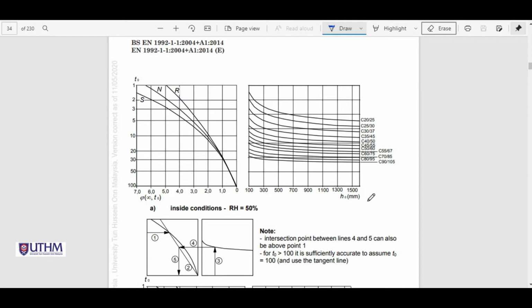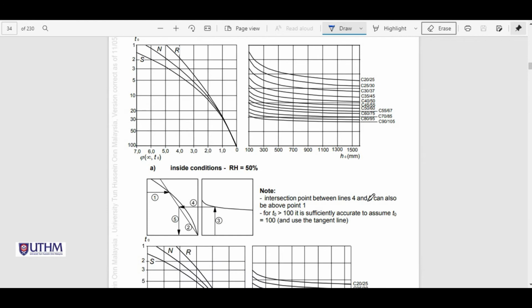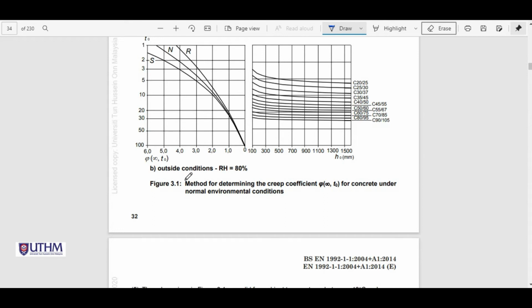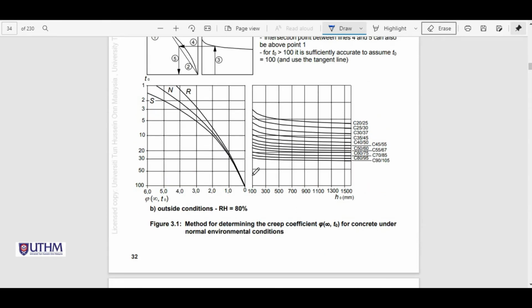So in this clause, this figure is divided into two sections. First is the concrete inside condition, where the relative humidity is equal to 50%. And the second one is the outside condition, where the relative humidity is 80%. So in the question, the column is at the outside condition. Thus, we refer to this figure. I will show you how to use this figure.